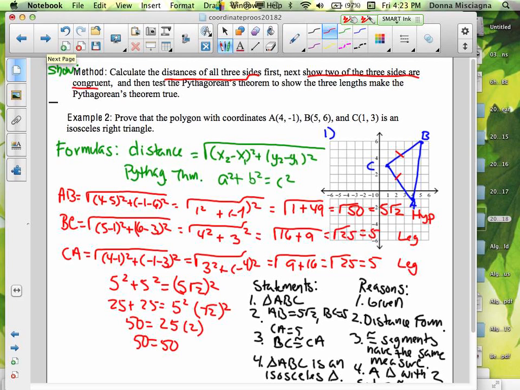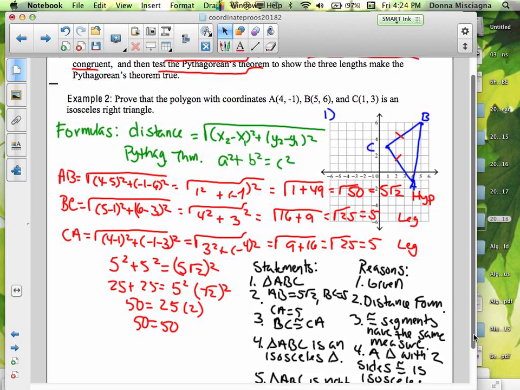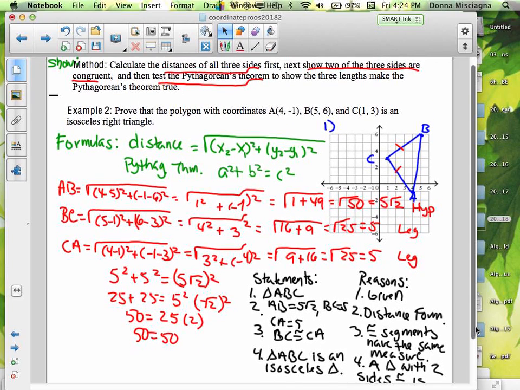And then we're going to test Pythagorean theorem. All right, so those are the things we're going to do in this particular proof. Pretty much like the other proof, except we have to check to make sure we have 2 congruent sides. I'm going to just scroll a little bit, and that's actually what we're going to be showing.